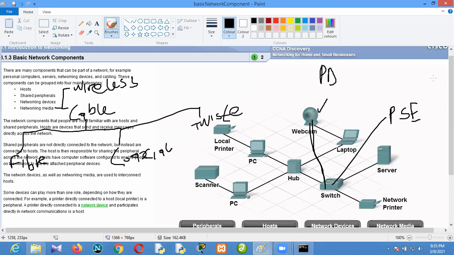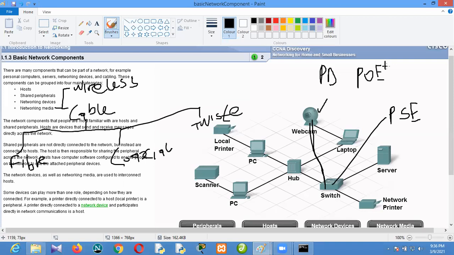Now we have also what we call PoE and PoE plus. We have another technology called PoE plus, which I expect you to go and read up. We'll give you the material. So we have PoE plus, we have PoE plus plus.